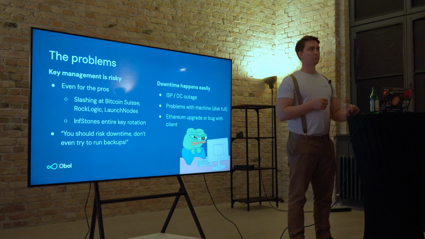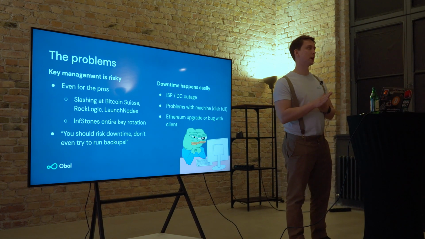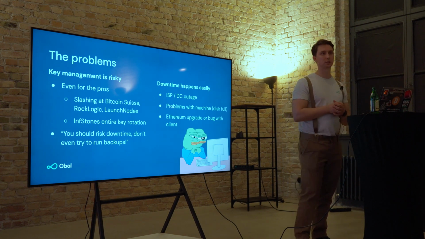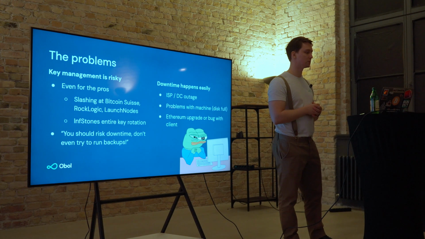So why do we have downtime? Maybe your internet service provider has a problem if you're running from home. Actually, today I had a couple of small outages, which was annoying. Or your data center might go down. There might be different reasons for that. It's not supposed to happen, but it can happen, and it does happen.